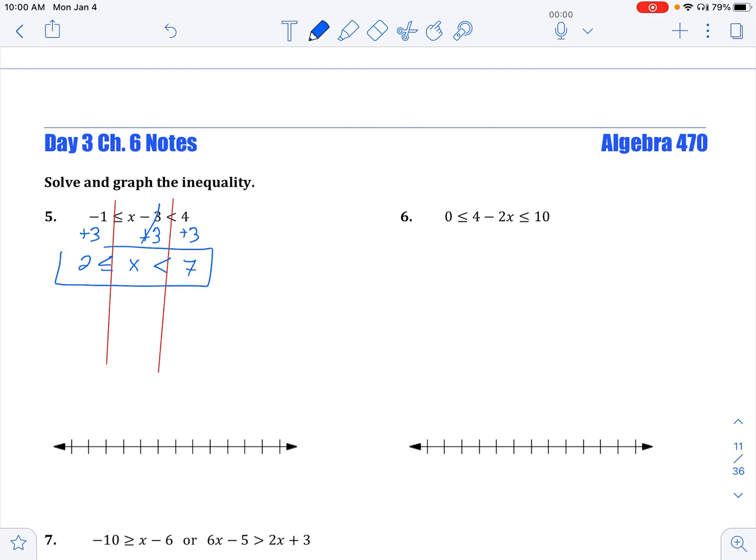This is my inequality. This is read as 2 is less than or equal to x, and x is less than 7. If I would like to graph this, what I need to do is I need to recognize where 0 is.